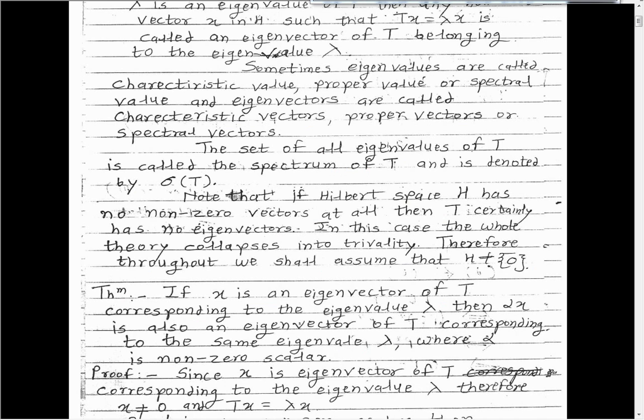Let us see the theorem. If x is an eigenvector of T corresponding to the eigenvalue lambda, then alpha x is also an eigenvector of T. So in other words, any scalar multiple of an eigenvector is again an eigenvector.